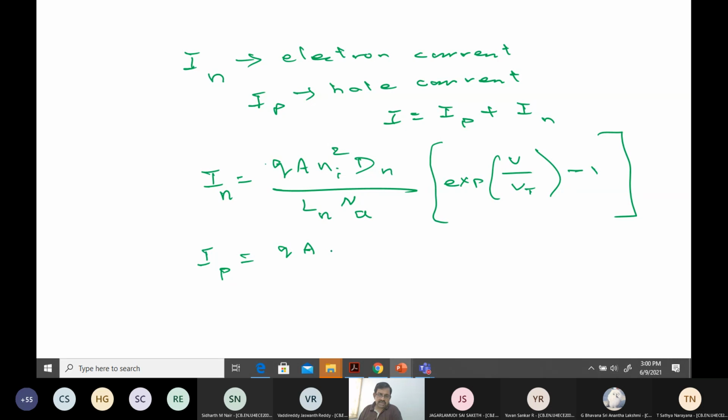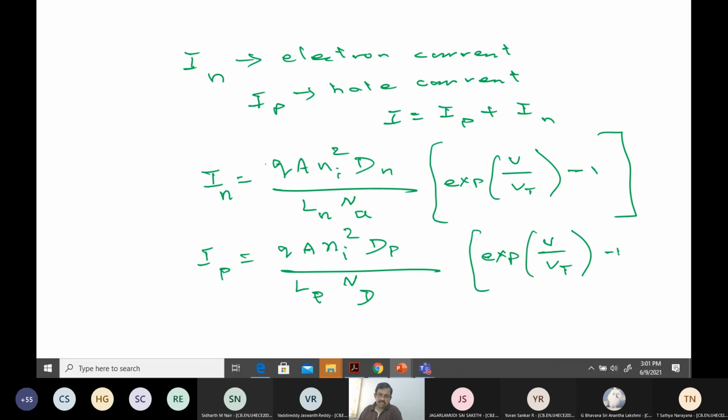Instead, there is a shortcut way to do this, so let us discuss that shortcut method. IP is Q A Ni square, Dp by Lp Nd. See, the only factor that is changing is the inverse of this, the acceptor in the N side, so Nd. So this will again have exponential of V by Vt minus 1. So this is equation 1, this is equation 2.